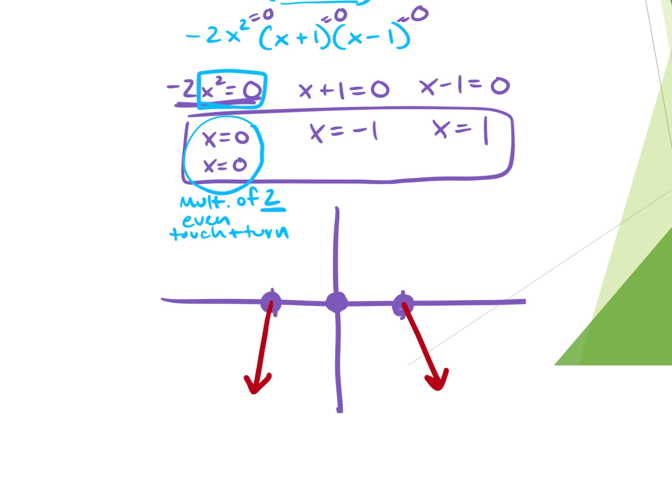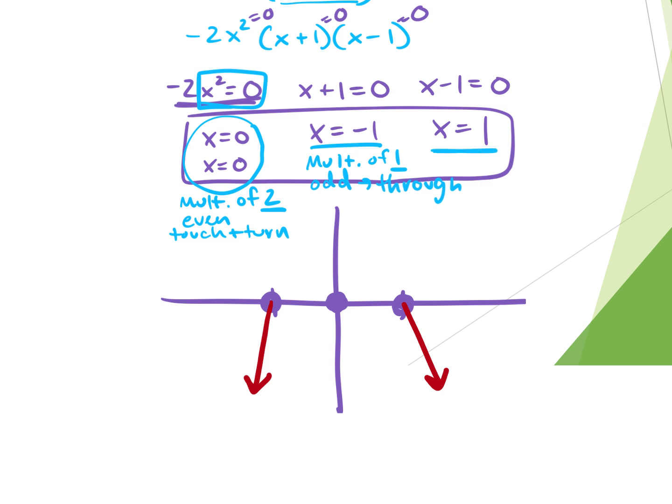What about at -1? How many x equals -1s do I have? 1. So I'd say I have a multiplicity of 1. Is 1 even or odd? Odd. If we have odd multiplicity, do we touch and turn or go through? Go through.